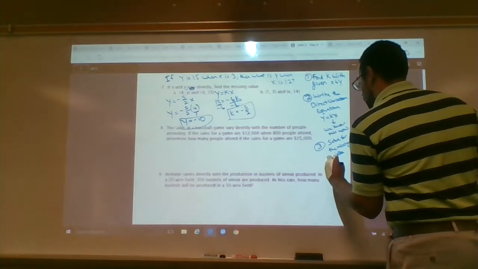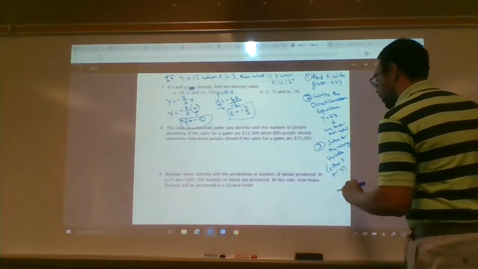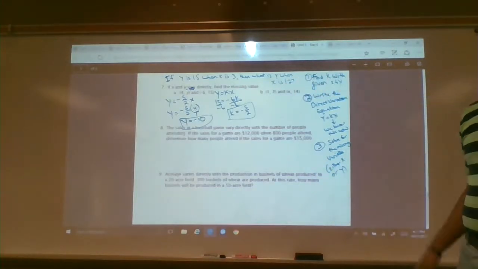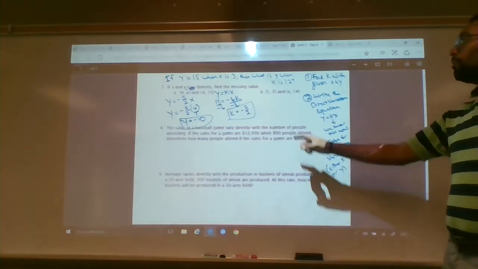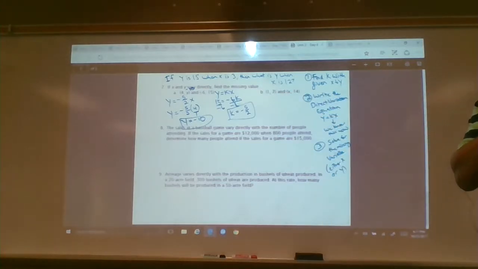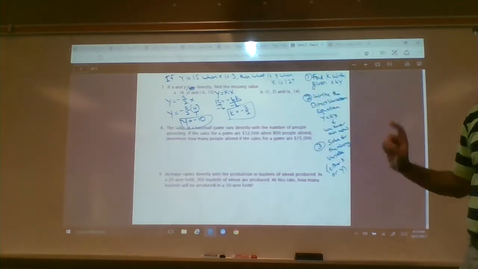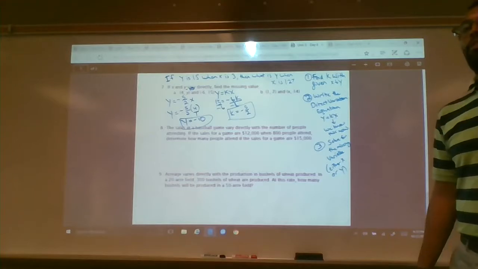Which could be either x or y. So in our case, it was y, but it could very well have been x. So for B here, they want you to find x. But this is a much simpler direct variation problem, and you can use mental math to solve it.